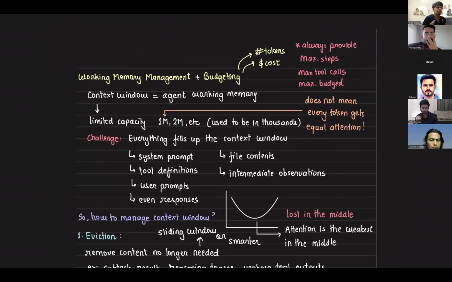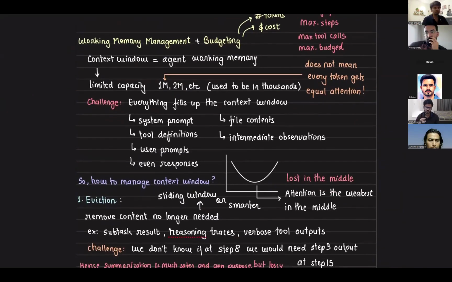Now, let's dig deeper into in-context memory, because this is the most important one, because that directly impacts your cost. Your working memory is your main context window. That is the most important thing for your agent, because what you have in the context is what's getting passed into the prompt. Now, that has limited capacity.